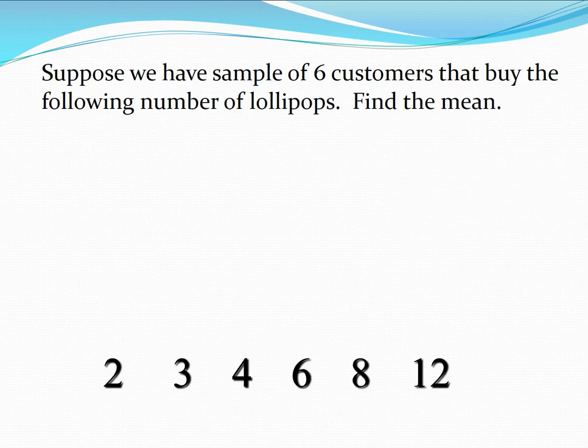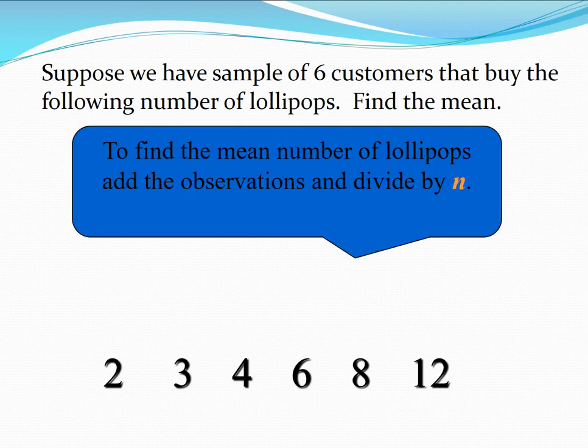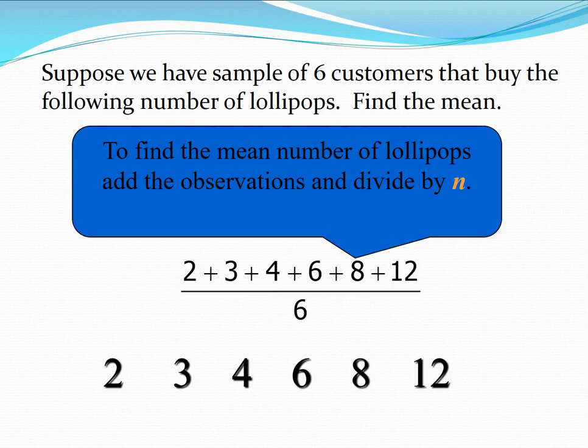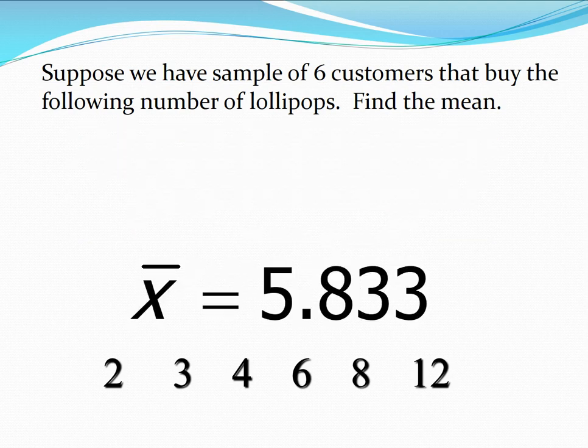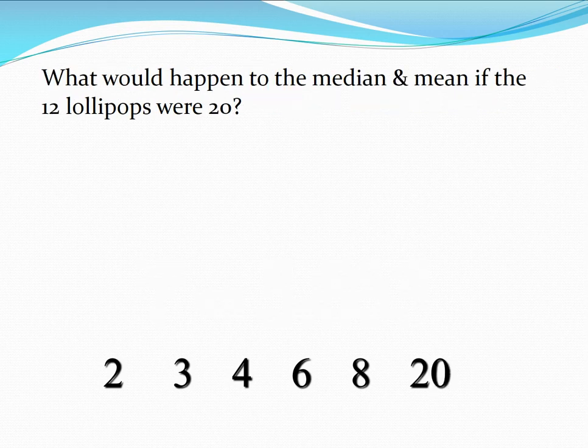Now, what about the mean? Same 6 customers, we want to find the mean. To find the mean, we add them all up and we divide by n. So we do 2 plus 3 plus 4 plus 6 plus 8 plus 12. We divide that all by 6 customers, and we get the mean to be 5.833. And that's the way you label it, x bar. That's the mean of the sample.